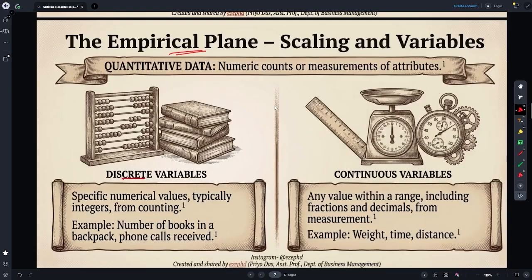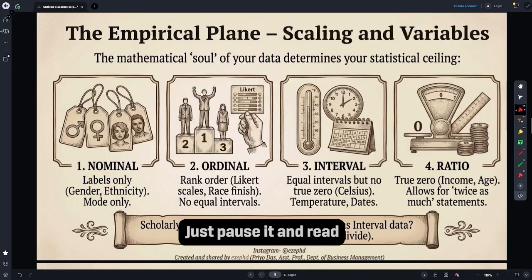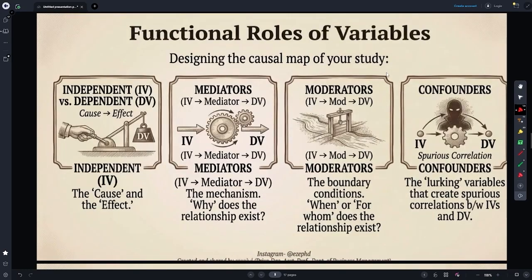First, we have our discrete variable, continuous variable. These are very easy. I'm not going to discuss these things. Next, another basic thing in the empirical plane, after determining the type of variable, we have to determine our scaling. Next, if you are going to select your variable, then you have to select the variable on the basis of the available function or the role the variable is going to play.